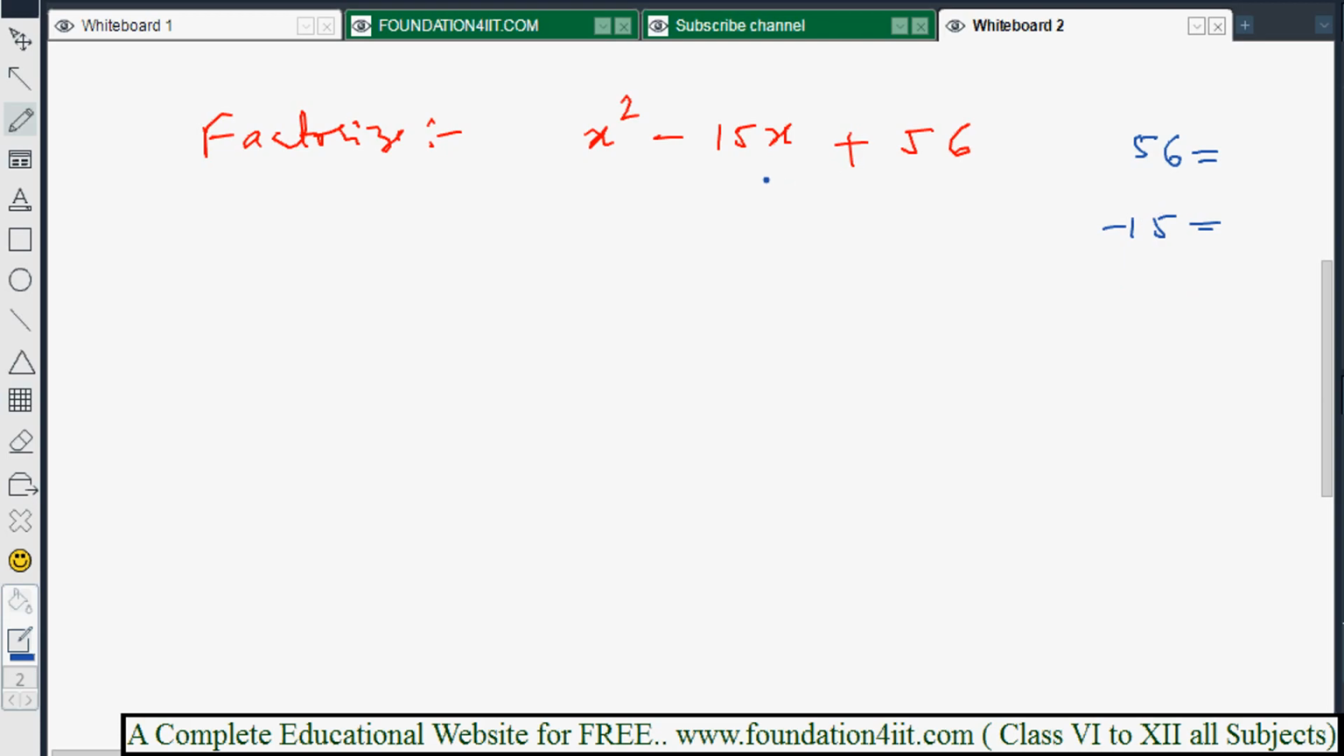This minus 15x should be split into two parts. If I multiply, I should get 56, and if I add, the sum should be minus 15. Observe clearly that we get 8 into 7. 8 times 7 is 56, but 8 plus 7 is plus 15, not minus 15. So what I can write is minus 8 into minus 7.